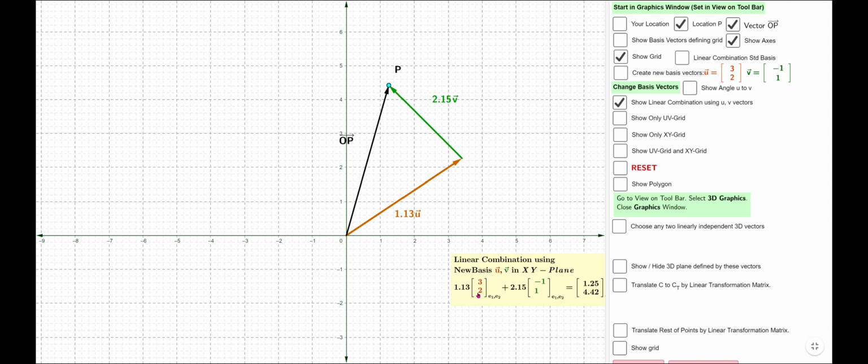And so for your basis u and v, you have associated scalars here, c1 and c2, that correspond to this black vector here. These scalars, this 1.13 and 2.15 in this example, are in fact called coordinates of this black vector with respect to the basis vectors u and v. So these values, the c1 and c2, 1.13 and 2.15, are examples of coordinates with respect to some basis.